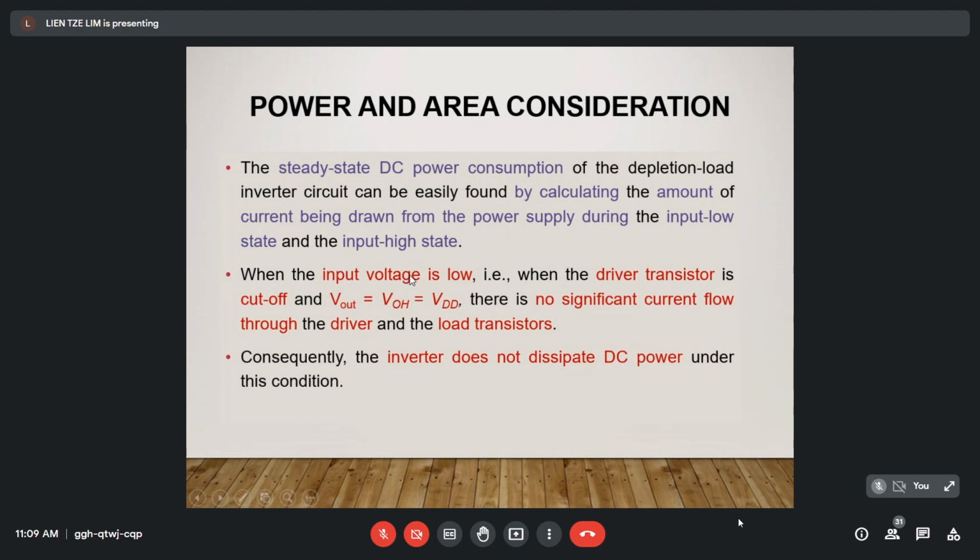When the input voltage is low, the driver transistor is cut off, and Vout is equal to VOH. There is no significant current flow through the driver and the load transistor. Consequently, the inverter does not dissipate DC power under this condition.